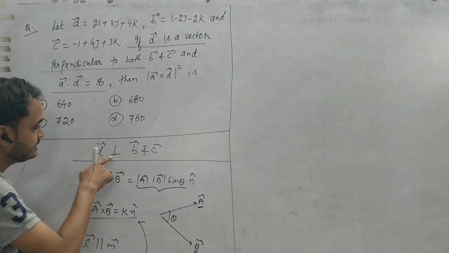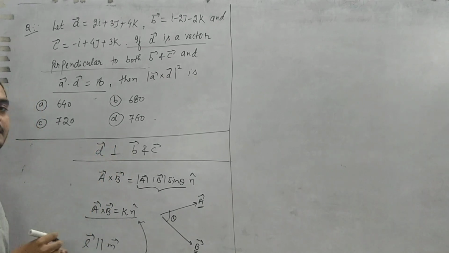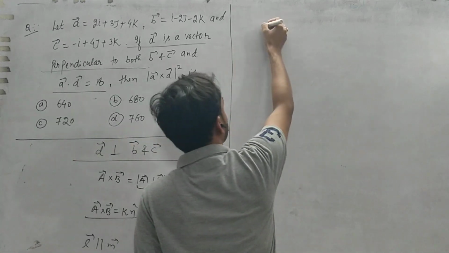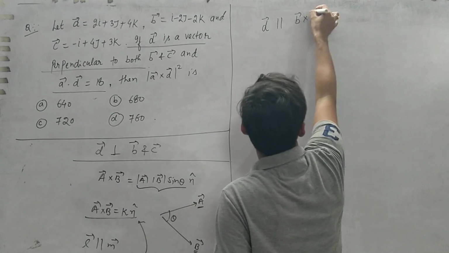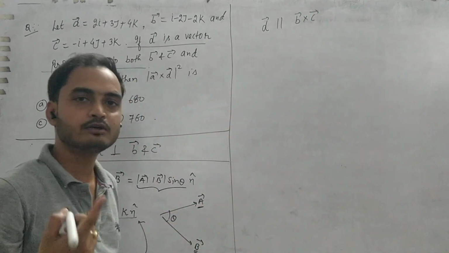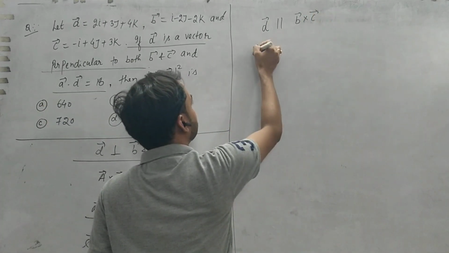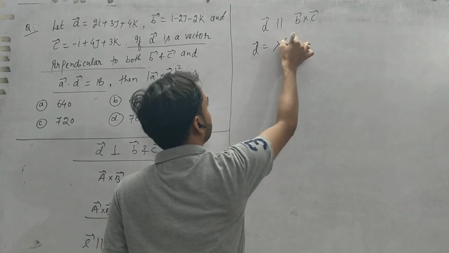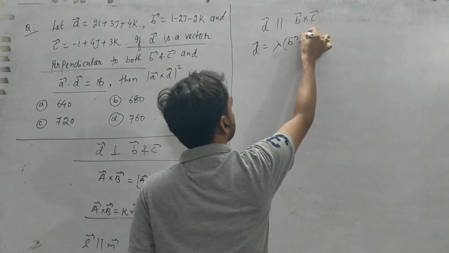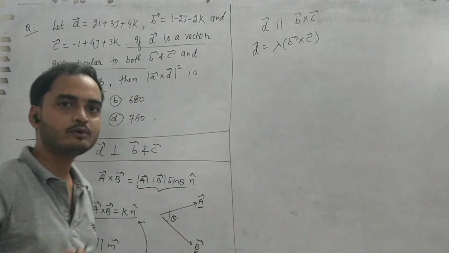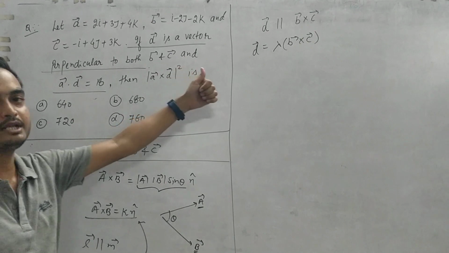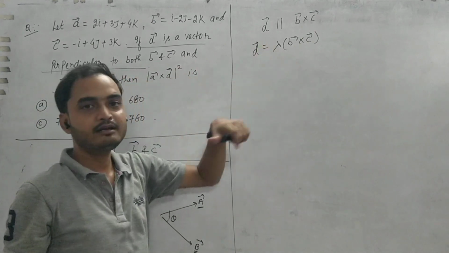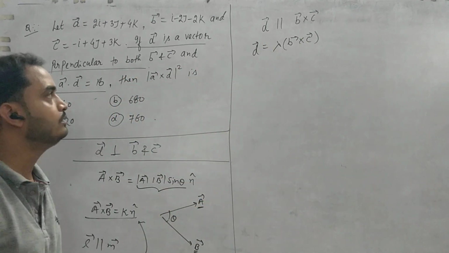A similar case is here. D vector is perpendicular to B vector and C vector. That means D vector is parallel to B cross C vector, and if D vector is parallel to B cross C vector, then D vector can be written as some lambda times B cross C vector. Now we have to find the B cross C vector from the given vectors and put it here, and then move further to find the value of lambda.